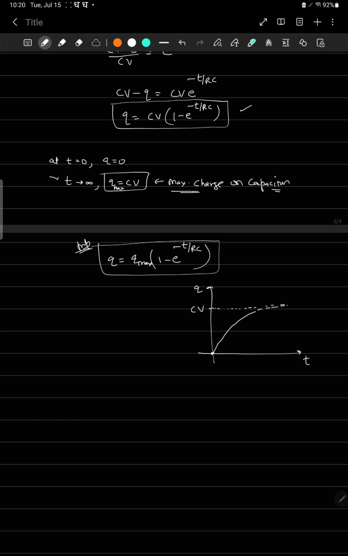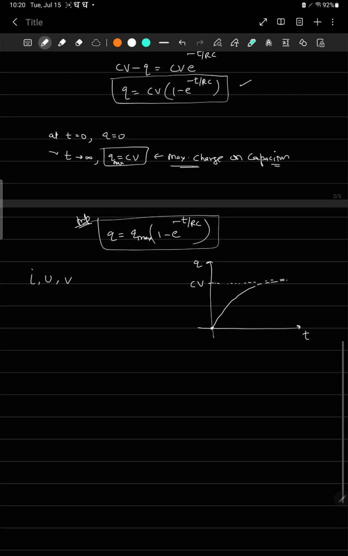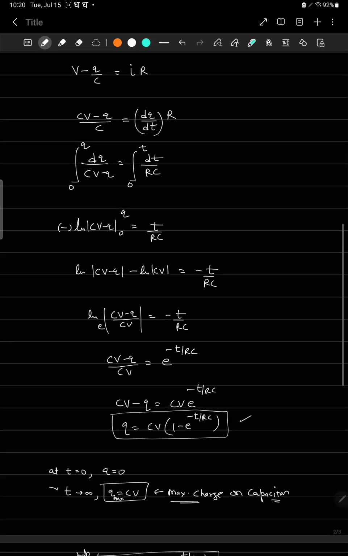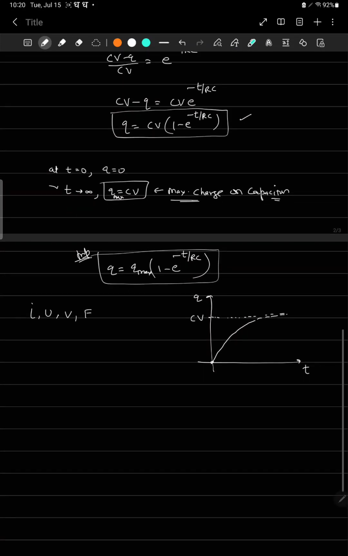From this Q we can find the current also. From Q we can find anything we want to calculate: the current, the energy stored, the voltage drop at any instant t, the voltage of the capacitor at any instant t. We can find the force between the plates also, with Q square by 2A epsilon naught. We can find the electric field inside the capacitor. So you can see we can find everything if we know the charge on the capacitor.